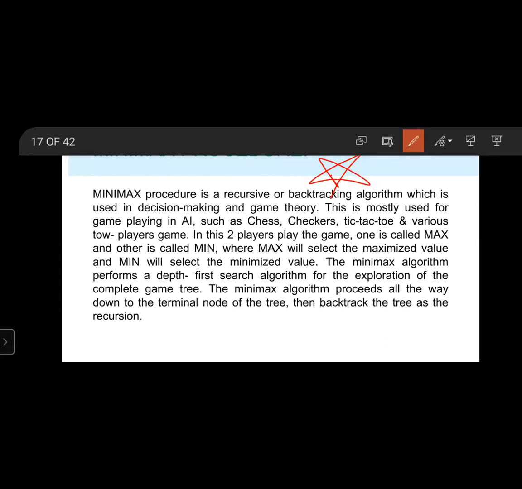In this, two players play the game: one is called max and the other is called min. Very important. Max will select the maximized value and min will select the minimized value.